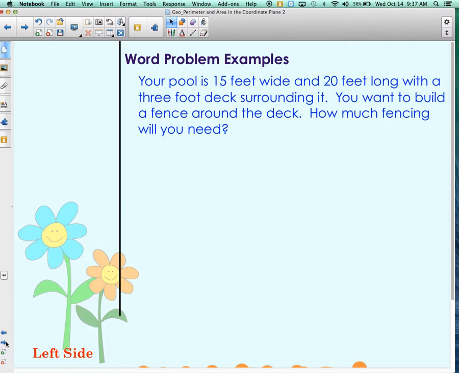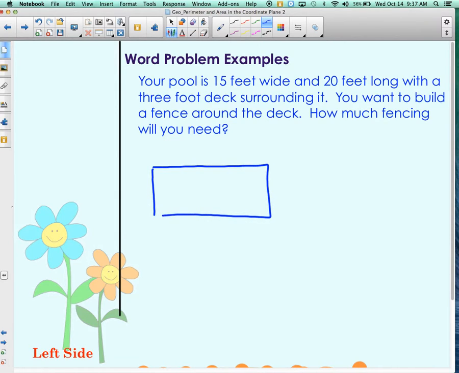So this one says your pool is 15 feet wide and 20 feet long. What do I have? Likely a rectangle, right? Probably not a square since they're two different lengths. It's 15 feet wide, 20 feet long, with a 3-foot deck surrounding it. You want to build a fence around the deck. How much fencing will you need?